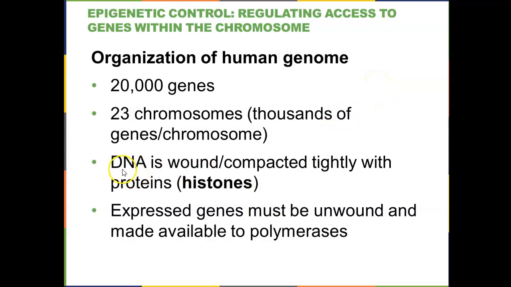You should also remember that our DNA is wound around these histone protein complexes, and that to express a gene, we have to unwind that DNA, separate the histones apart from each other in order to get at the DNA to express it, for RNA polymerase to be able to get in there and attach to it.